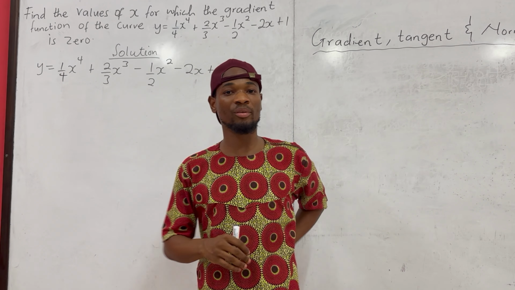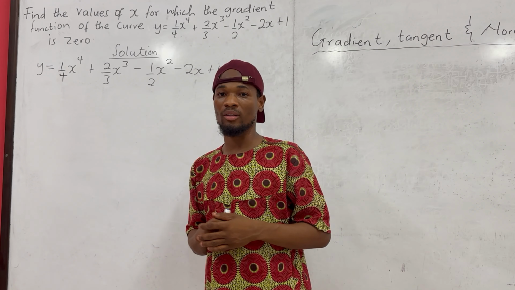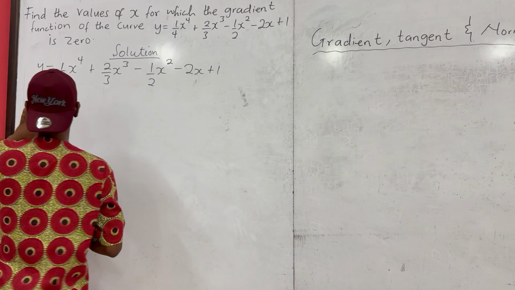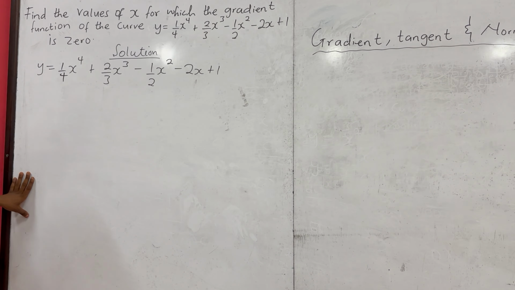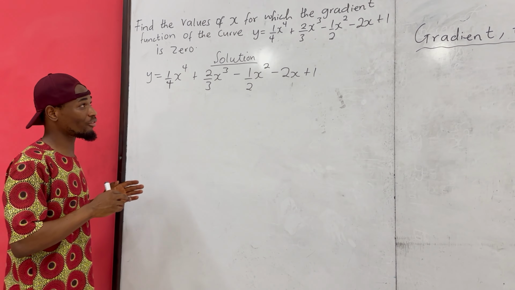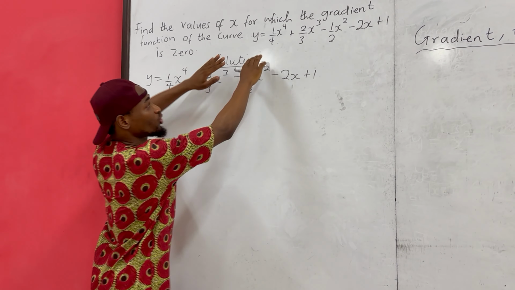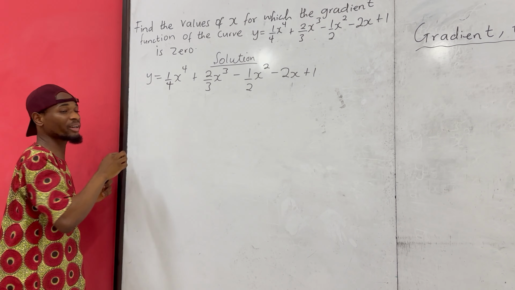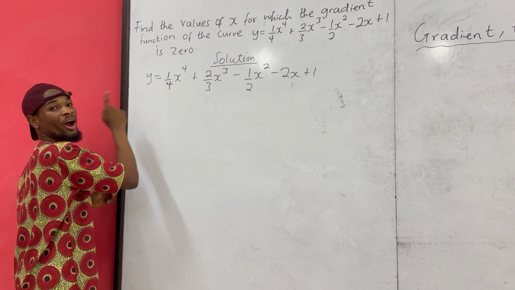Let's see how we can appreciate our topic for today. So we have: find the values of x for which the gradient function of the curve y equals this is 0. So what I'll do is find the derivative of y with respect to x.